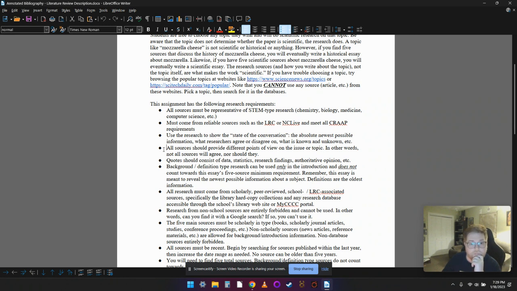So then all sources should provide different points of view on the issue or topic. Now, when we talk about different points of view, we're not necessarily saying that they're going to agree or disagree. They're just saying different things about the same topic. So if we're talking about caffeine, then you might say caffeine in children in this particular area, or caffeine in children who have ADHD, or whatever. But as long as it's on that key issue.